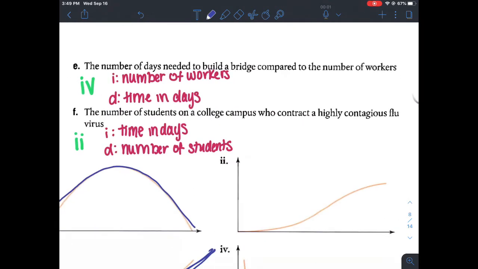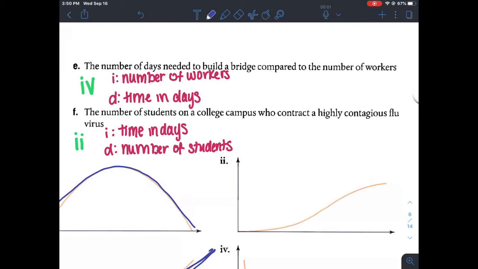Okay. E, the number of days needed to build a bridge compared to the number of workers. Okay, this one, a little bit tricky. It's actually the number of workers and the time in days. Time in days depends on the number of workers. So I know that I said time is always independent. In this case, it is not.